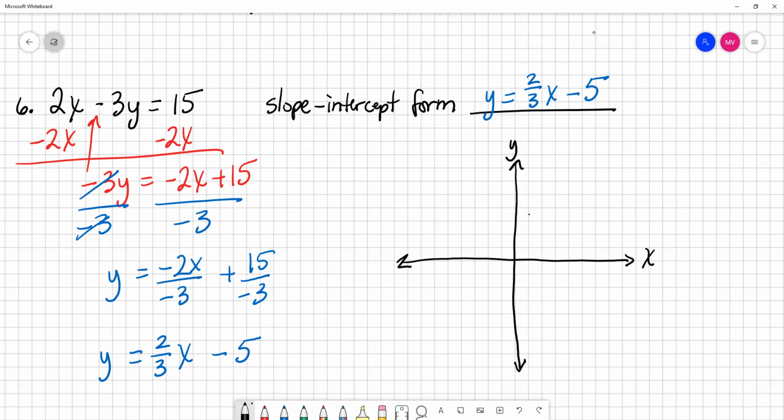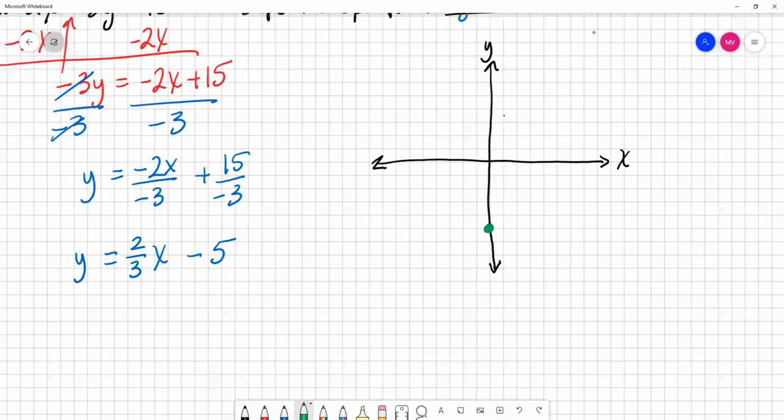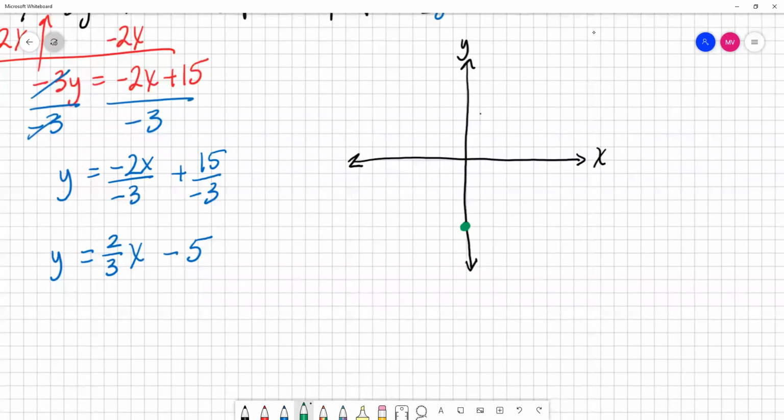yes, Andrew, where does this line intersect our y-axis? Your slope is 2 over 3. Correct. Your y-intercept is -5. So 1, 2, 3, 4, 5. I'll make that green. All right, so there's 1 point. That's where we need to start, which means I might have to make this line a little bit longer. But anyway, we'll figure it out. Okay, so y-intercept is at -5.